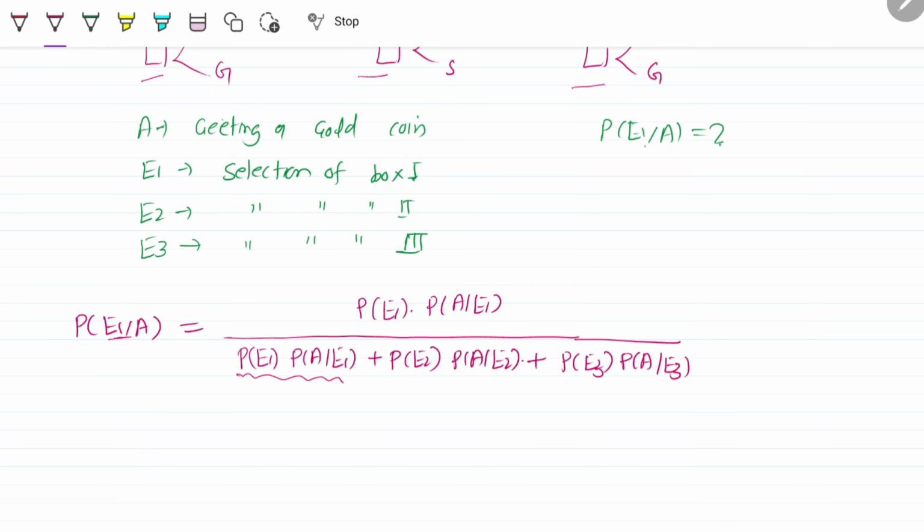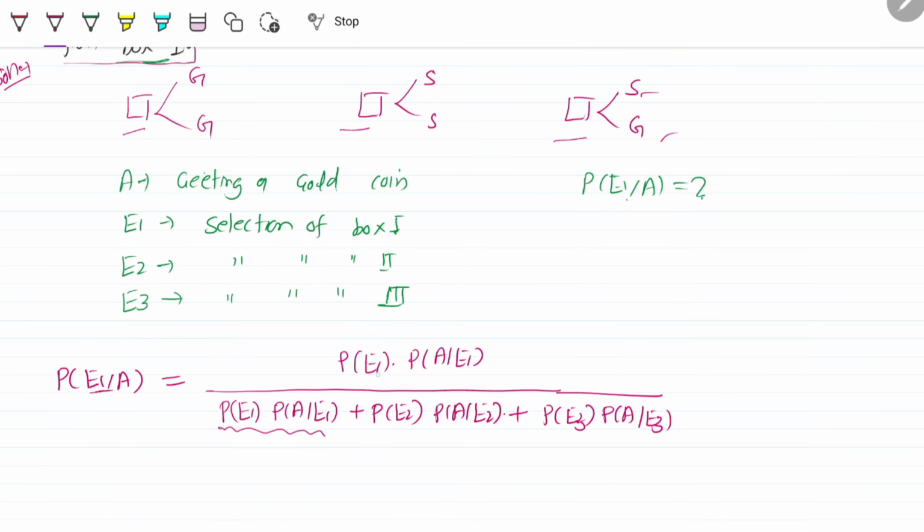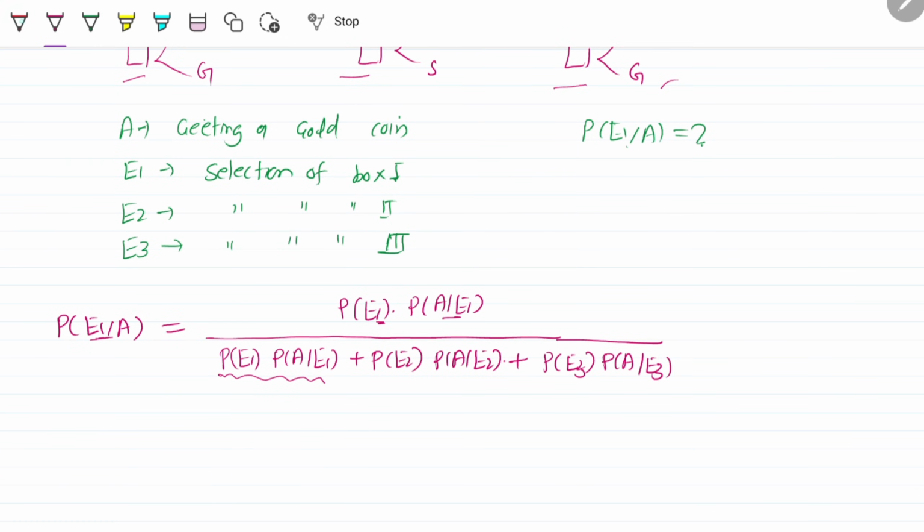So for example, if they say I want that the coin came from box 3. Box 3 is what? One silver, one gold. Then it should be P(E3) P(A by E3). Clear now? Okay. Now, probability. What is P(E1)? There are 3 boxes, so selection is 1 by 3, P(E2) 1 by 3, P(E3) 1 by 3.